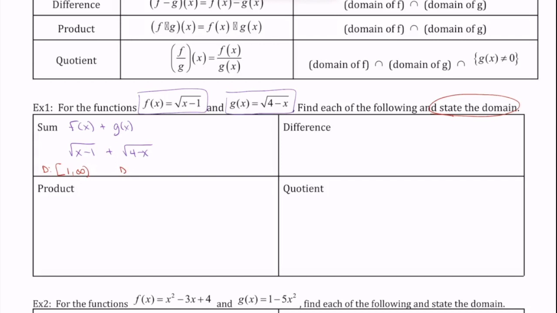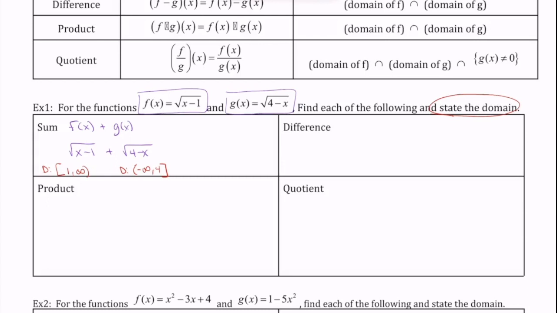The domain of 4 minus x here, right? So again, 4 would work here. And be careful, because if I do 4, can I do 5? 5 wouldn't work, because I don't have 4 minus 5. So it's actually going to be everything less than 4.